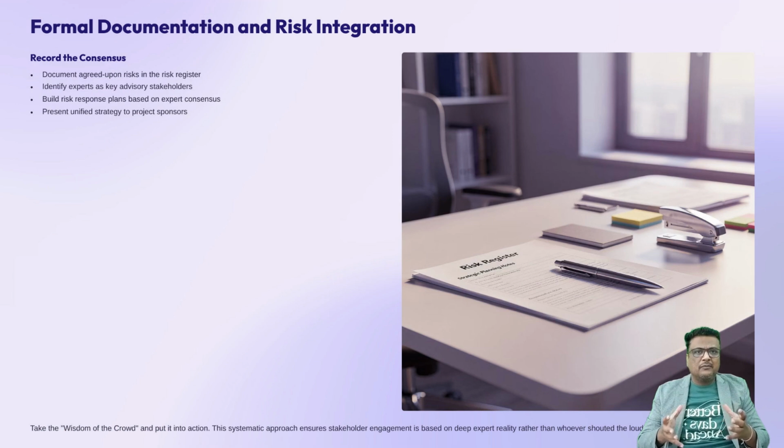Finally, we reach the formal documentation and risk integration. The formal definition is the final step of recording the agreed upon risks and estimates in the risk register and identifying the experts as key advisory stakeholders. In plain English, we are taking the wisdom of the crowd and putting it into our to-do list. We don't just finish the survey and say thanks, we take that consensus and we use it to build our risk response plans.